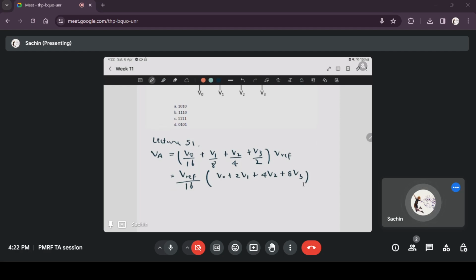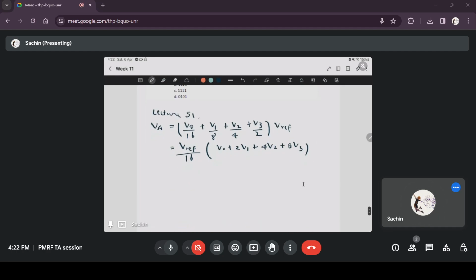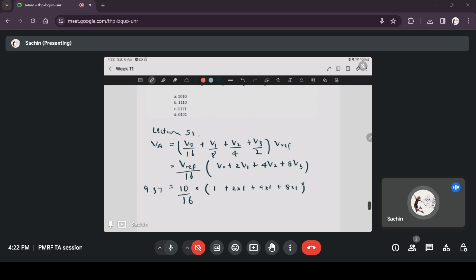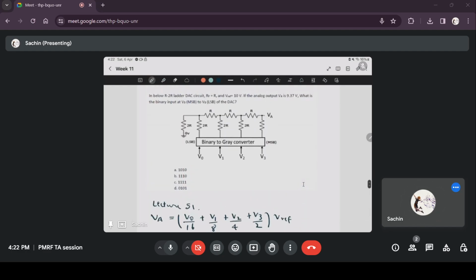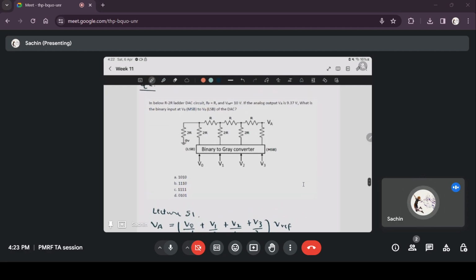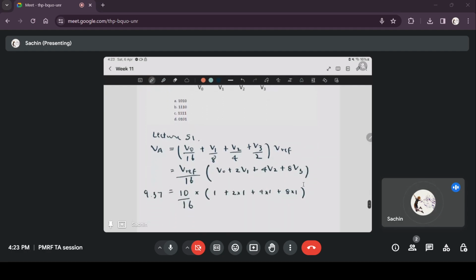A little bit of guesswork has to be done. VRef is 10, so it's 10 by 16. So to get 9.37, you need 1111. So the input 1111 will be given, in digital it's 1111, so the analog voltage will be 9.37 volts.